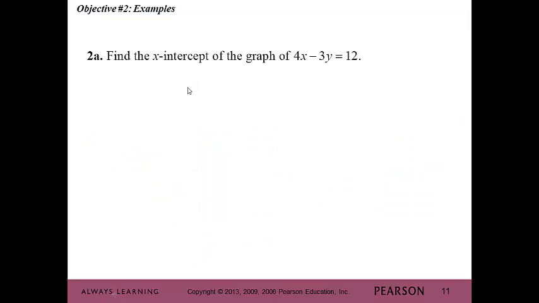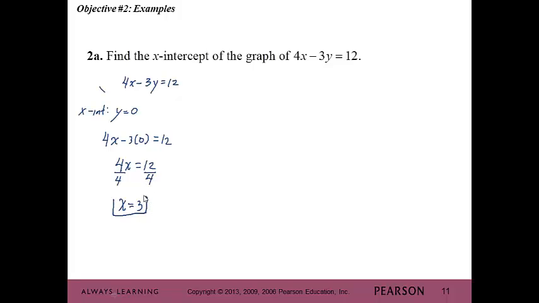Again, we need to find the x and y intercept to graph this. So now we have 4x minus 3y equals 12. We'll start by finding the x-intercept. So set y equal to 0 and solve for x. So the x-intercept is 3.